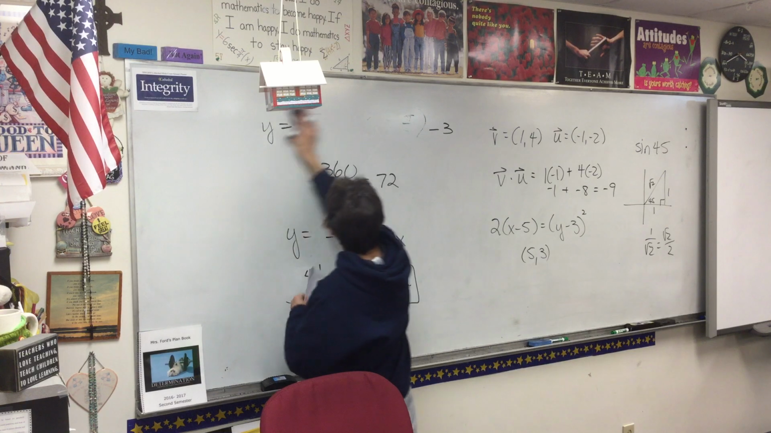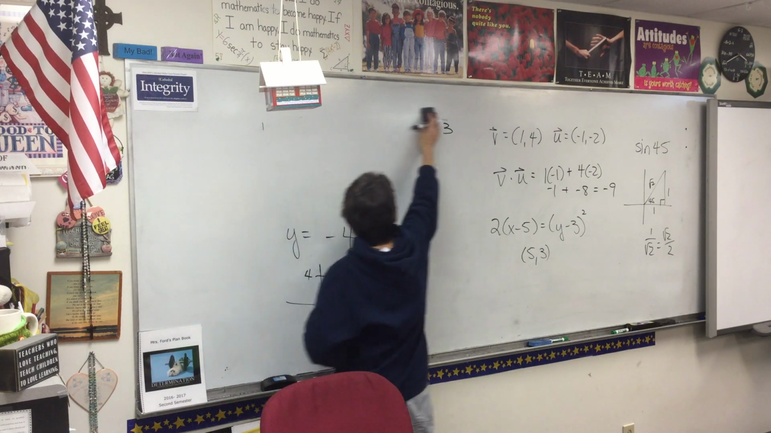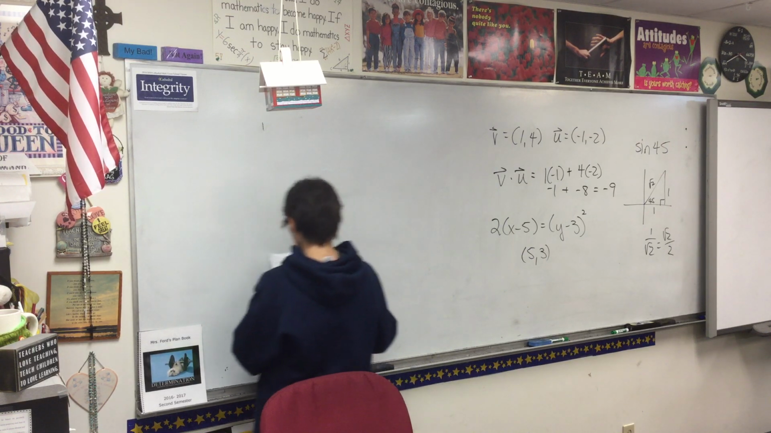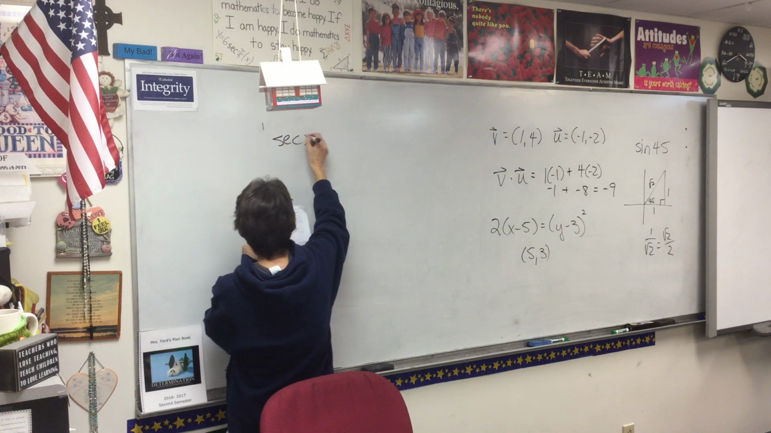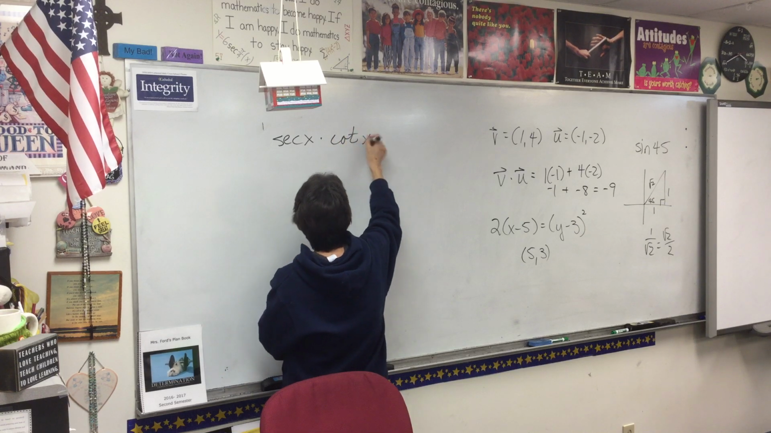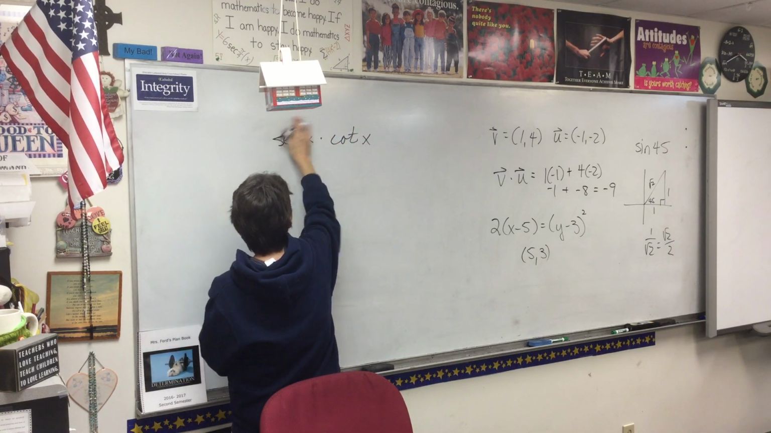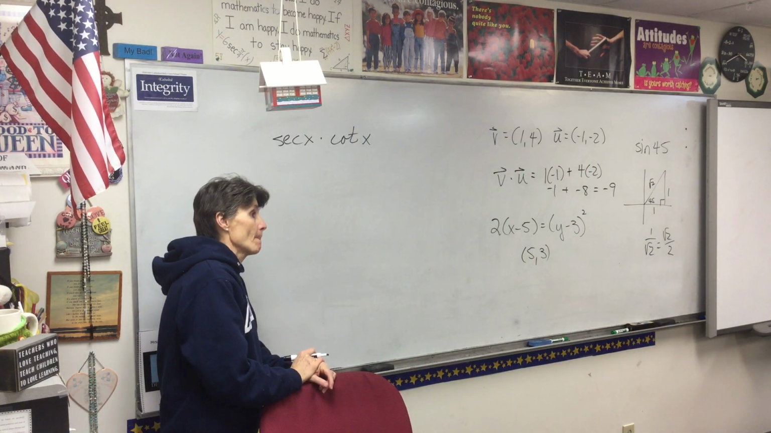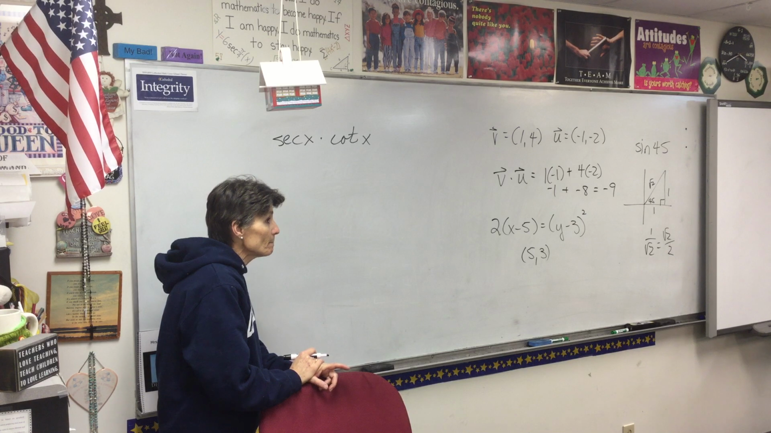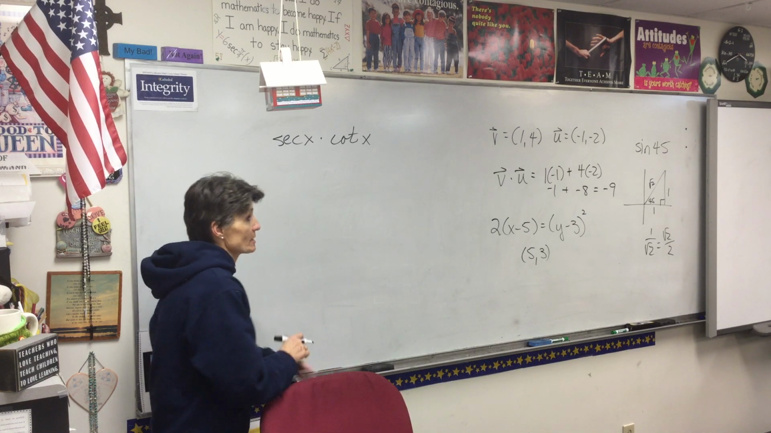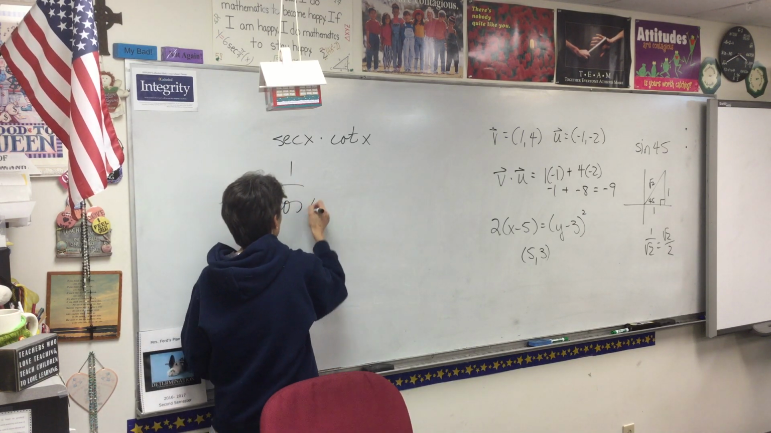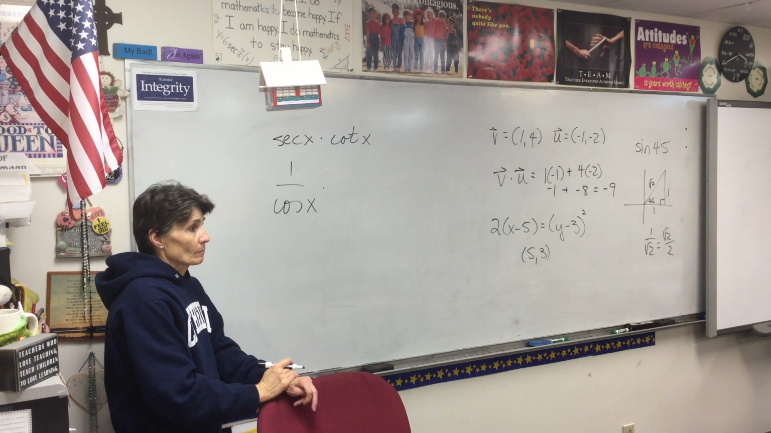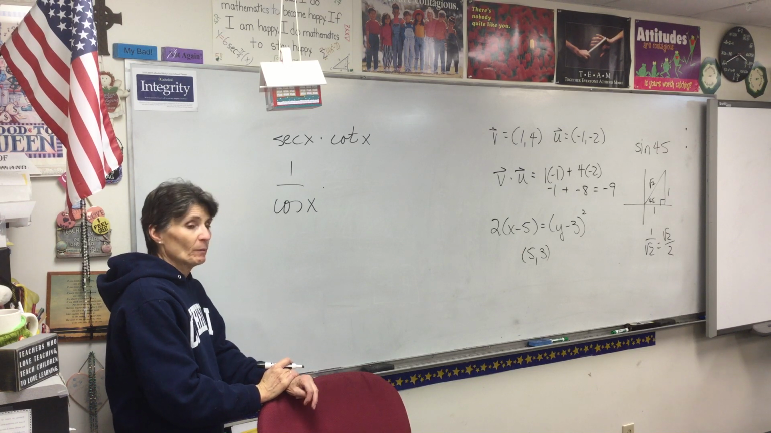All right, number 12. Now we're going to simplify. This is another one out of, actually this is out of chapter 5. Secant times cotangent. All right, what's secant? What'd you say, Robin? It's reciprocal of the cosine, so it's 1 over cosine. What's cotangent? It's 1 over tangent. Well, it's reciprocal of tangent, but we don't use tangent.